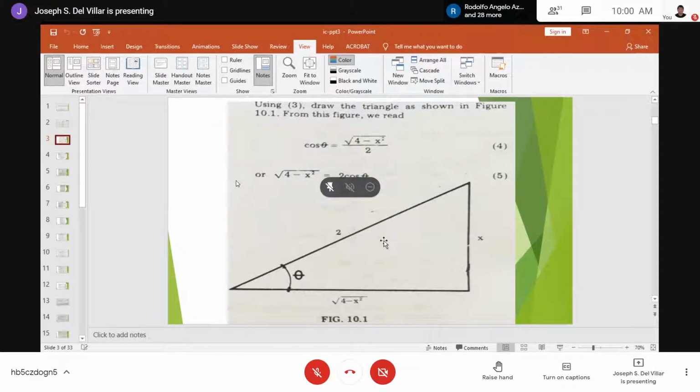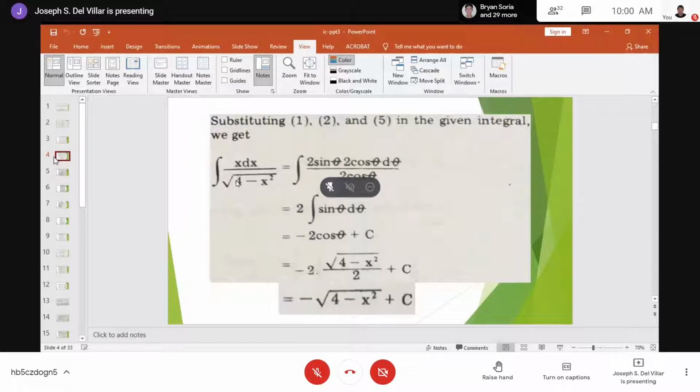And from the figure, you can derive the cosine of the angle. And cosine, we know it is adjacent over hypotenuse. So this is the adjacent, which is square root of 4 minus x squared divided by the hypotenuse 2. And that's why we were able to derive cosine theta is equal to the square root of 4 minus x squared all over 2. So having derived all of this, we can now solve the problem by substitution.